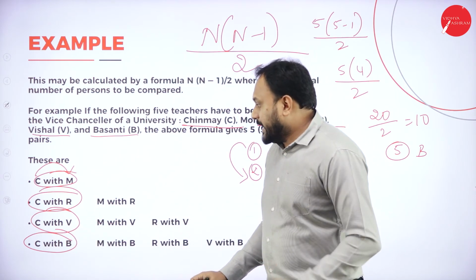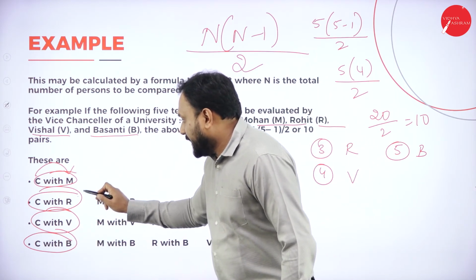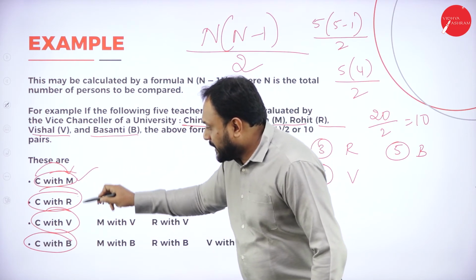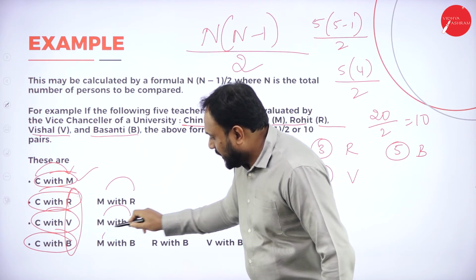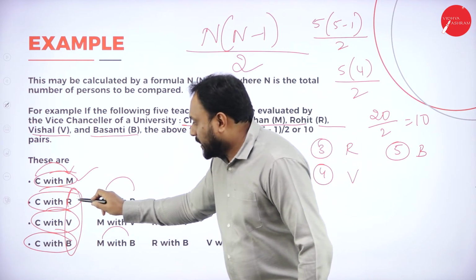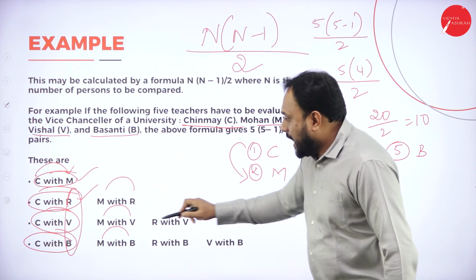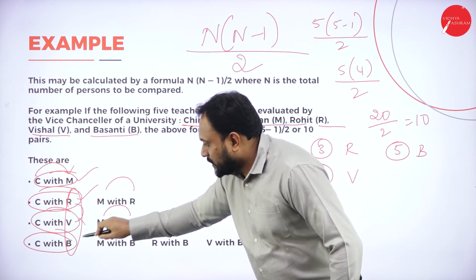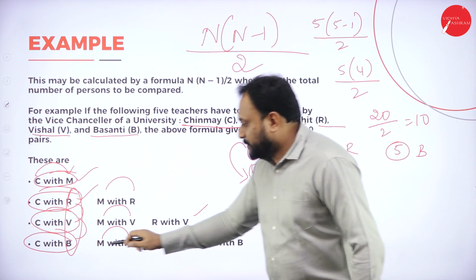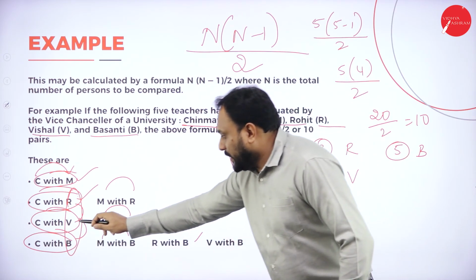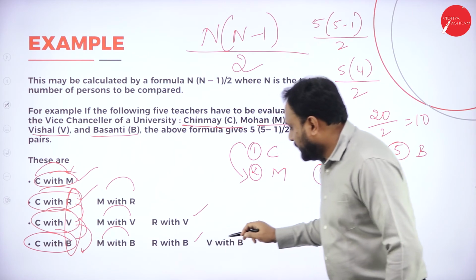Done. Now the next one, I'll take M. M will be compared with all the 3: M with R, M with V, M with B. Done. Now I'll go with R. M is done. R will be compared with these 2 now: RV and RB. And the last one, V will be compared with B.